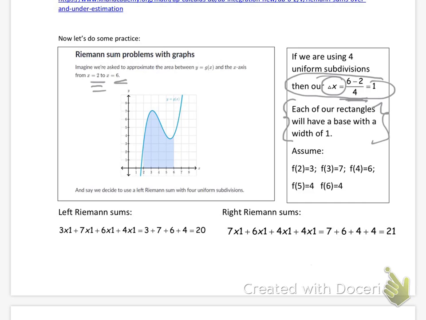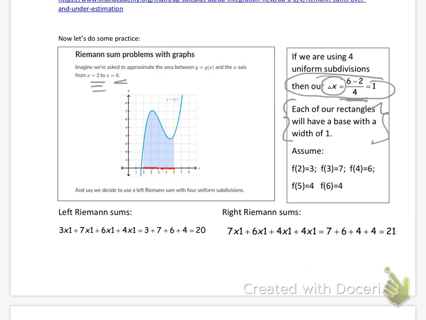So I'm going to look here, and I'm going to change my color so that it shows up a little bit better. So here is one width right here. Here's another one, and another one. So we should have 4 uniform subdivisions. By uniform subdivisions, it means the width and not the height is uniform. So looking at this, we are going to do left Riemann sums.